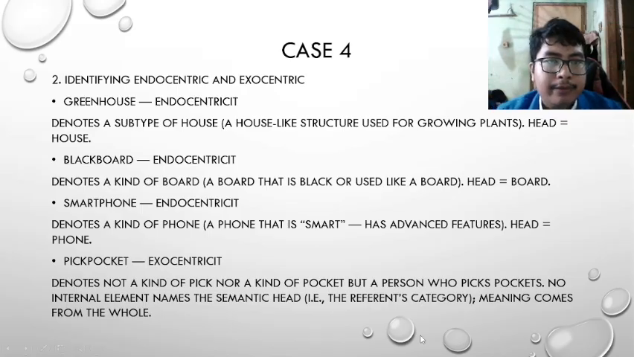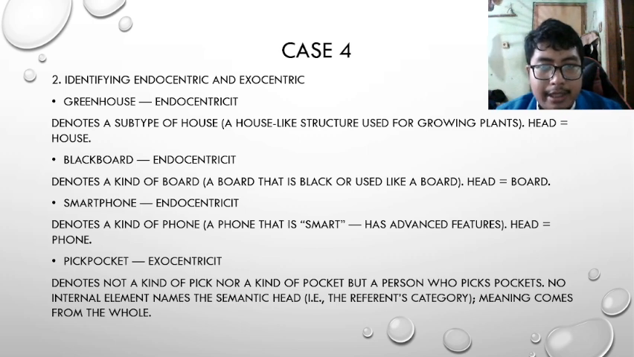Number 2, identifying endocentric and exocentric. Greenhouse is endocentric, denotes a subtype of house, a house-like structure used for growing plants. The head is house. Blackboard is endocentric, denotes a kind of board, or a board that is black or used like a board. The head is board. Smartphone, endocentric, denotes a kind of phone, a phone that is smart, or has advanced features. The head is phone.